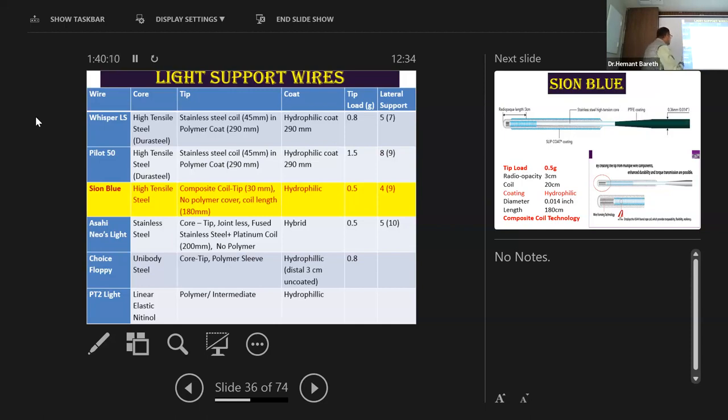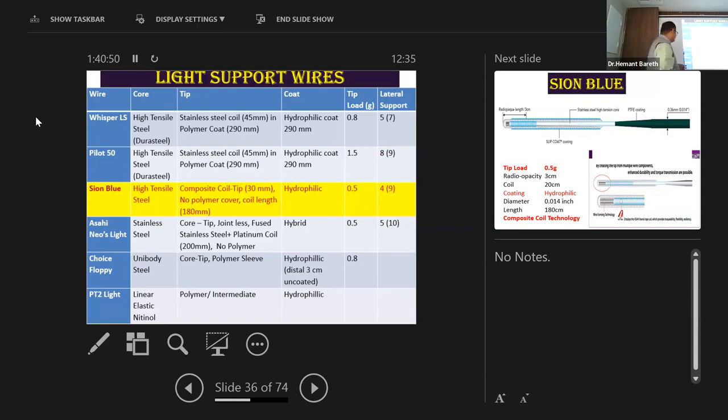These were the ones. But currently, this small blue wire is available, which I think is the best bet. Because as you might notice, the tip load is 0.5 and the lateral support is 4. So the lateral support is low, much less than 8, and the tip load is also low, much less than 0.7, at 0.5. It's a hydrophilic wire. It has a composite coil tip, and when we do CTO, I will discuss with you the coil tip that the Xiong Blue has. There is no polymer cover. Coil length is 180 millimeters, so it's a longer radio opaque wire.